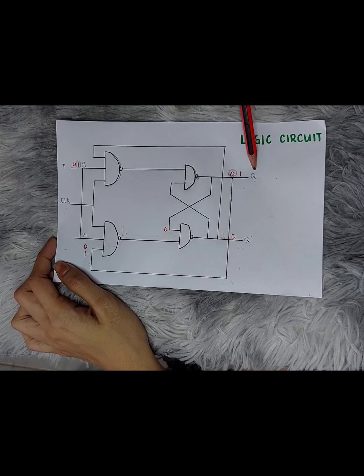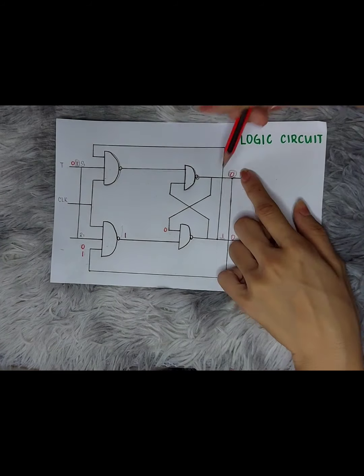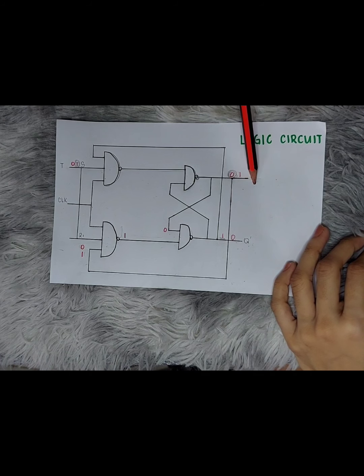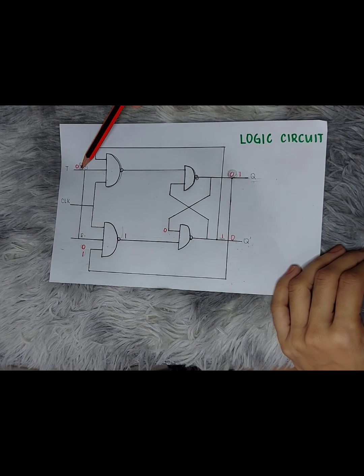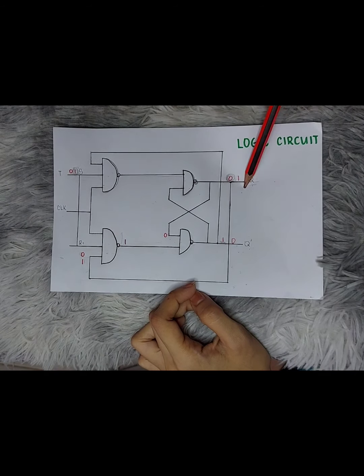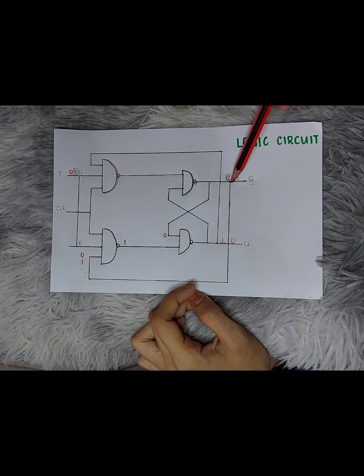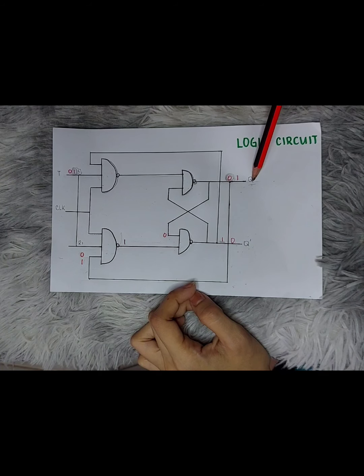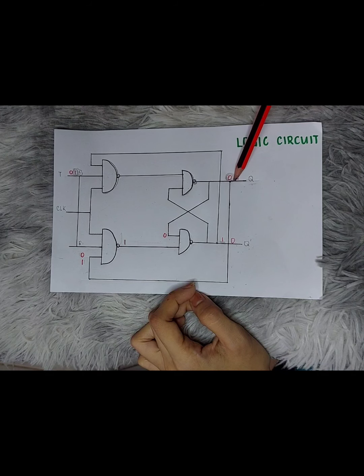So let's try using this circuit. If we have 0 as the Q output, or the present state is 0, and the trigger input is 1, what will be the Q prime? Is the Q prime really the complement of the Q or not? So now let's try tracing the circuit.